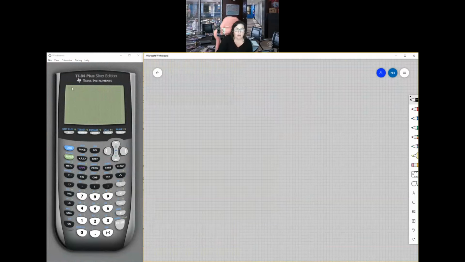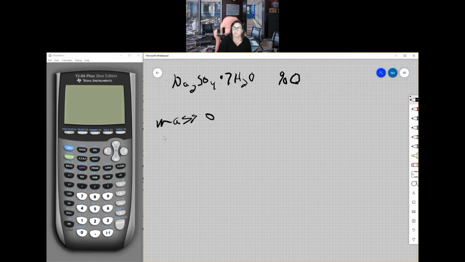And again, on my scratch piece of paper that I have over here, I need to take Na2SO4·7H2O. And I want to know the percent composition of oxygen. So percent O. In order to do percent O, I need to know the mass of the oxygen and the total mass.